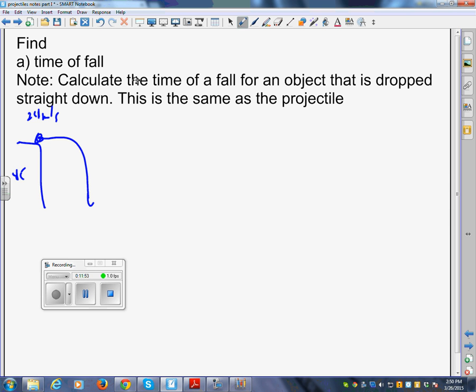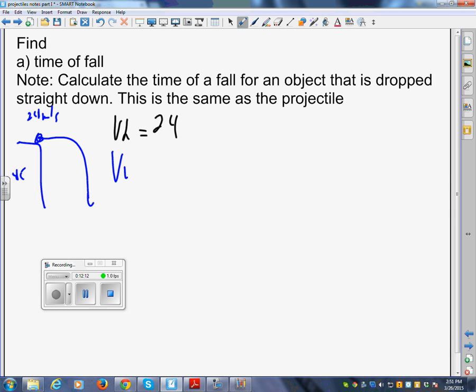So how do we find the time of fall? What is the first step? Break it into components. What's the horizontal component? 24. Why is it exactly 24? Because it's how fast he's going horizontally. There's no angle.